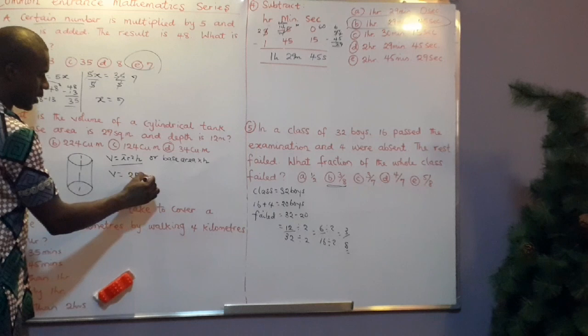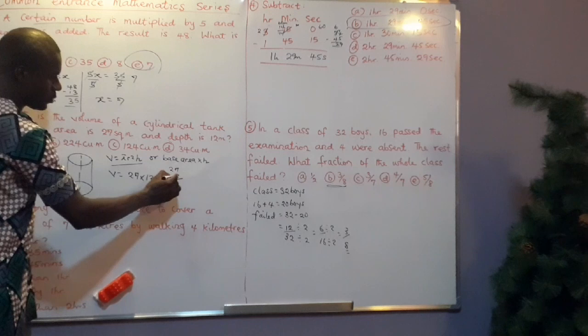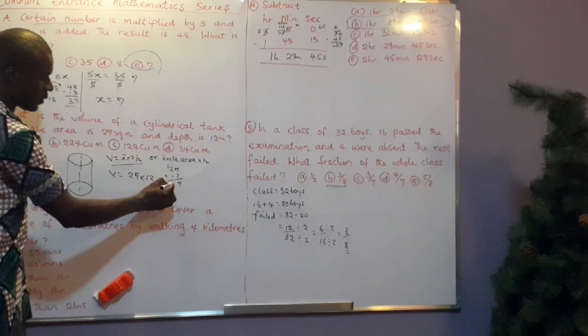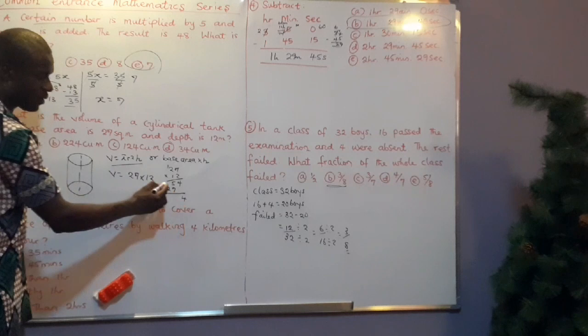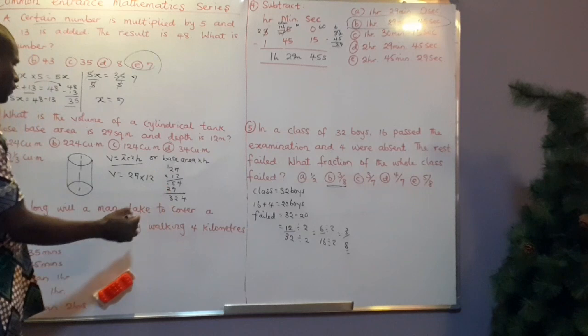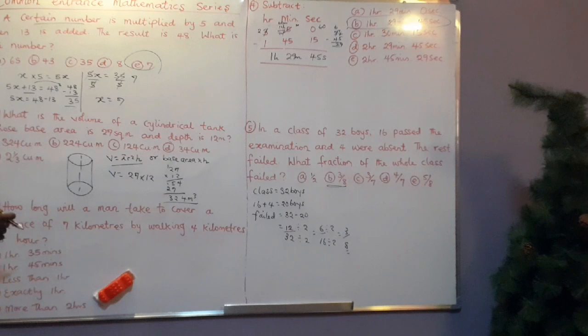So 27 times 12. 2 times 7, 14, carry 4, carry 1. 2 times 2, 4 plus 1, 5. 1 times 7, 7. 1 times 2, 2. So we have 4. 7 plus 5 is 12. 2 carry 1, 2 plus 1 is 3. 324 meter cube. Okay, that's our answer. 324 meter cube, and the right answer is A.